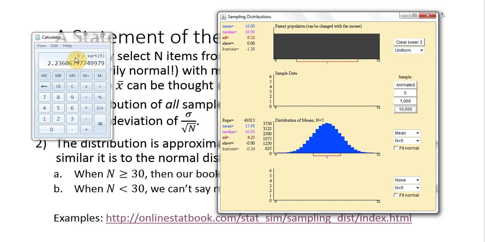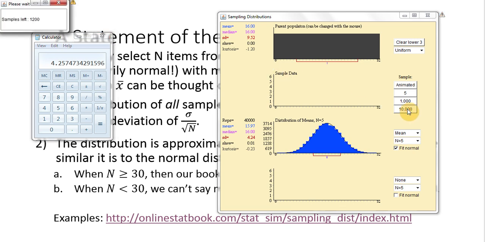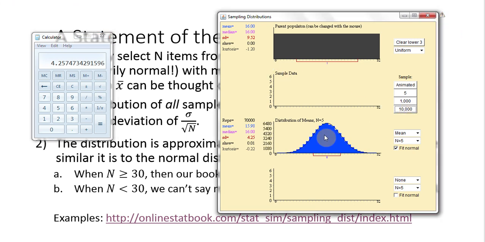So if we look at the original standard deviation, that's 9.52. If we then divide 9.52 by the square root of 5, and there we get 4.2574. And if we hit this a few more times, as you can see, we get 4.25, just like we expected.